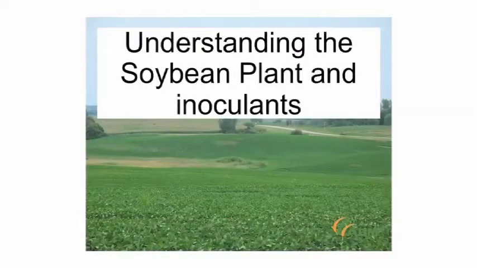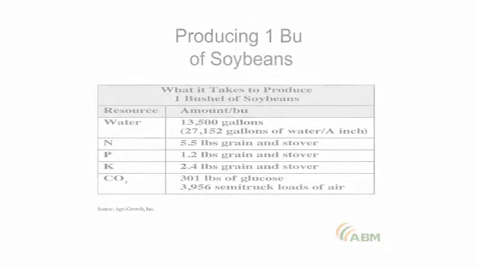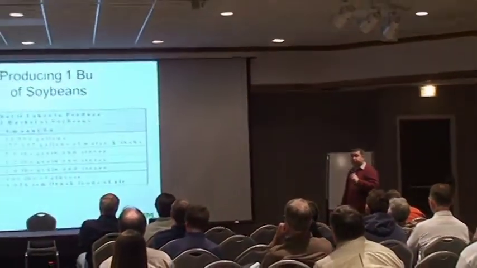I want to focus the rest of my presentation on soybean production and inoculants. One of the things that I always like to refer to when we're thinking about soybean production is the components of yield. How many gallons of water does it take to produce a bushel of beans? 13,500 gallons of water. We'll look at nitrogen. How many pounds of nitrogen per bushel? 5.5. So if I'm going to grow a 60 bushel bean crop, how many pounds of nitrogen do I need? A lot. Over 300 units.